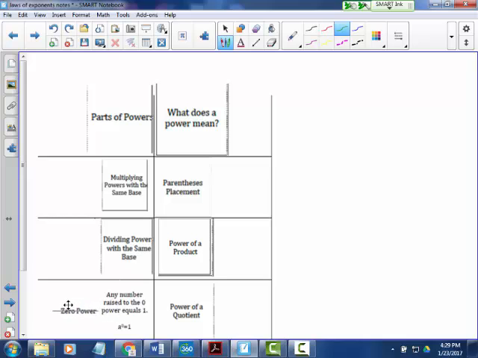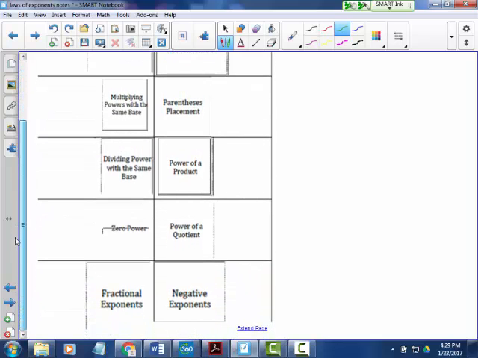The zero power says that any number raised to the zero power equals 1. Anything, it doesn't matter what it is, if they put that zero exponent on it, it's going to equal 1. And then the last things we looked at were fractional exponents, or rational exponents is their other name. What we learned is the numerator of our fraction becomes the power of our base, and the denominator becomes the index of our radical, or root. So, fractional exponents.